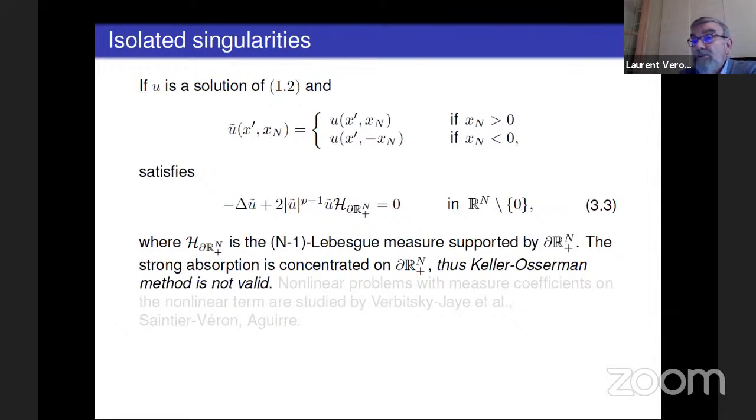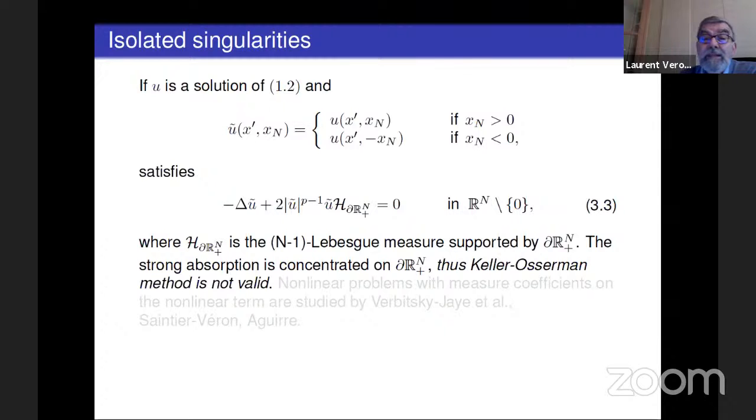So this function u tilde satisfies a new equation: minus Laplacian of u tilde plus twice u tilde to the p minus 1 times u tilde times the (n-1)-dimensional Hausdorff measure on R^(n-1). So with this even reflection, I transform a problem in the half space into a problem in the whole space, but the nonlinearity now has a coefficient which is a measure, and this measure is supported by R^(n-1).